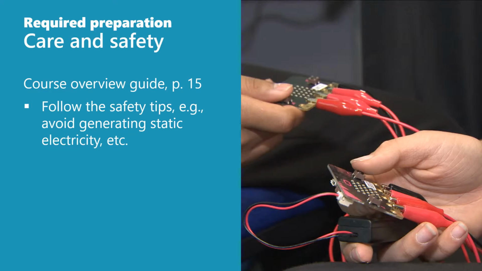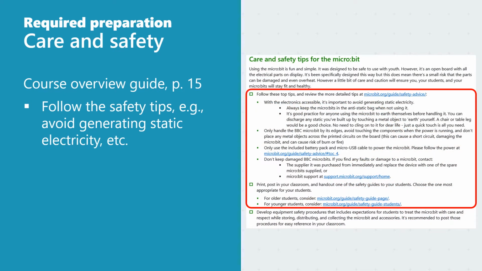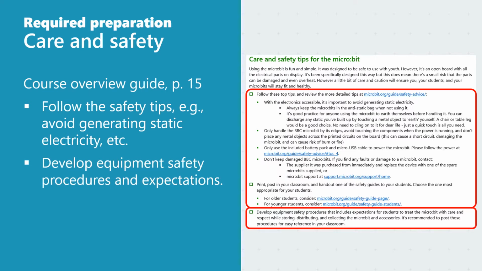For example, it's important to avoid generating static electricity by keeping the microbits in the anti-static bag when not in use, and grounding or earthing yourself before touching it by briefly touching a metal object like a chair or table leg first. The full list is on page 15, including links to printable safety tips. Be sure to develop equipment safety procedures with expectations to store, distribute, and collect the microbit and accessories as you do for other devices.